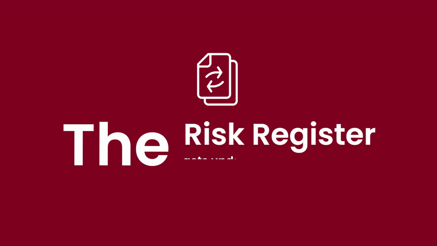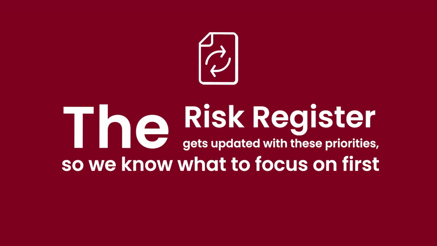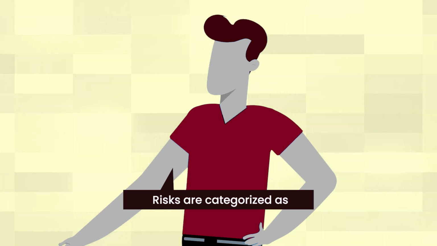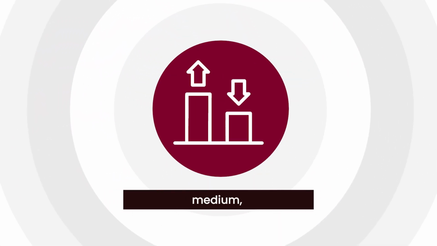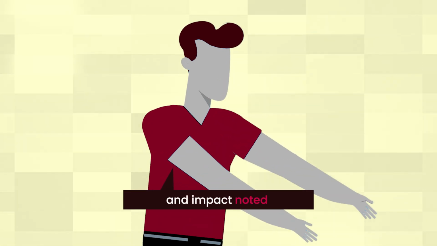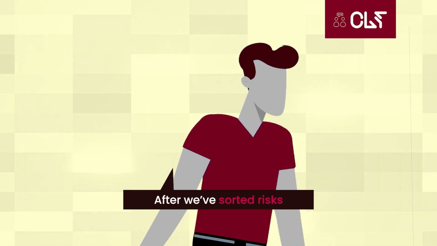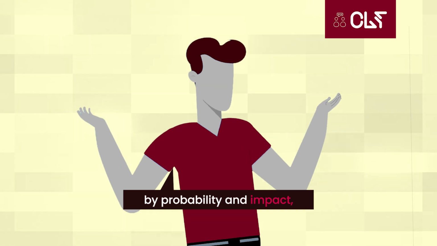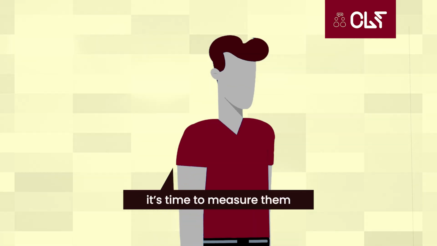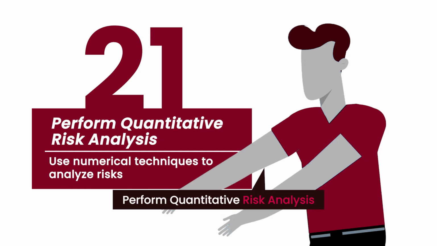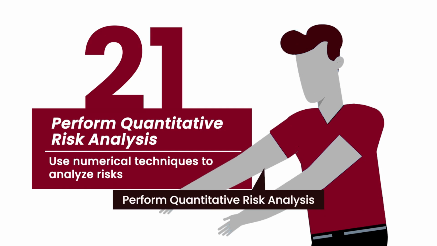The risk register gets updated with these priorities, so we know what to focus on first. Risks are categorized as high, medium, or low based on the probability and impact noted in the risk register. So our output here is the updated risk register. After we've sorted risks by probability and impact, it's time to measure them more objectively, and that brings us to the next step, which is perform quantitative risk analysis.